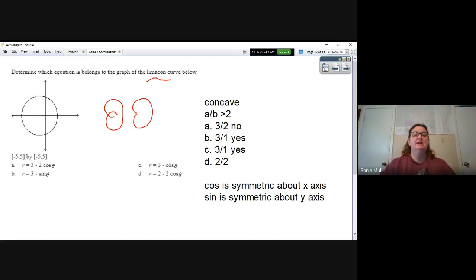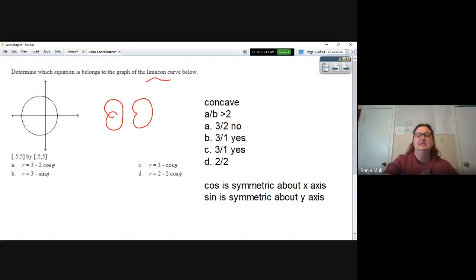This one looks to be concave. So in order for it to be concave, again, I got this from my notes, A over B has to be greater than 2. So remember, A and B are positive. So in answer choice A, 3 divided by 2 is not greater than 2. In answer choice B, 3 divided by 1, that's greater than 2. C, 3 divided by 1, that's greater than 2.